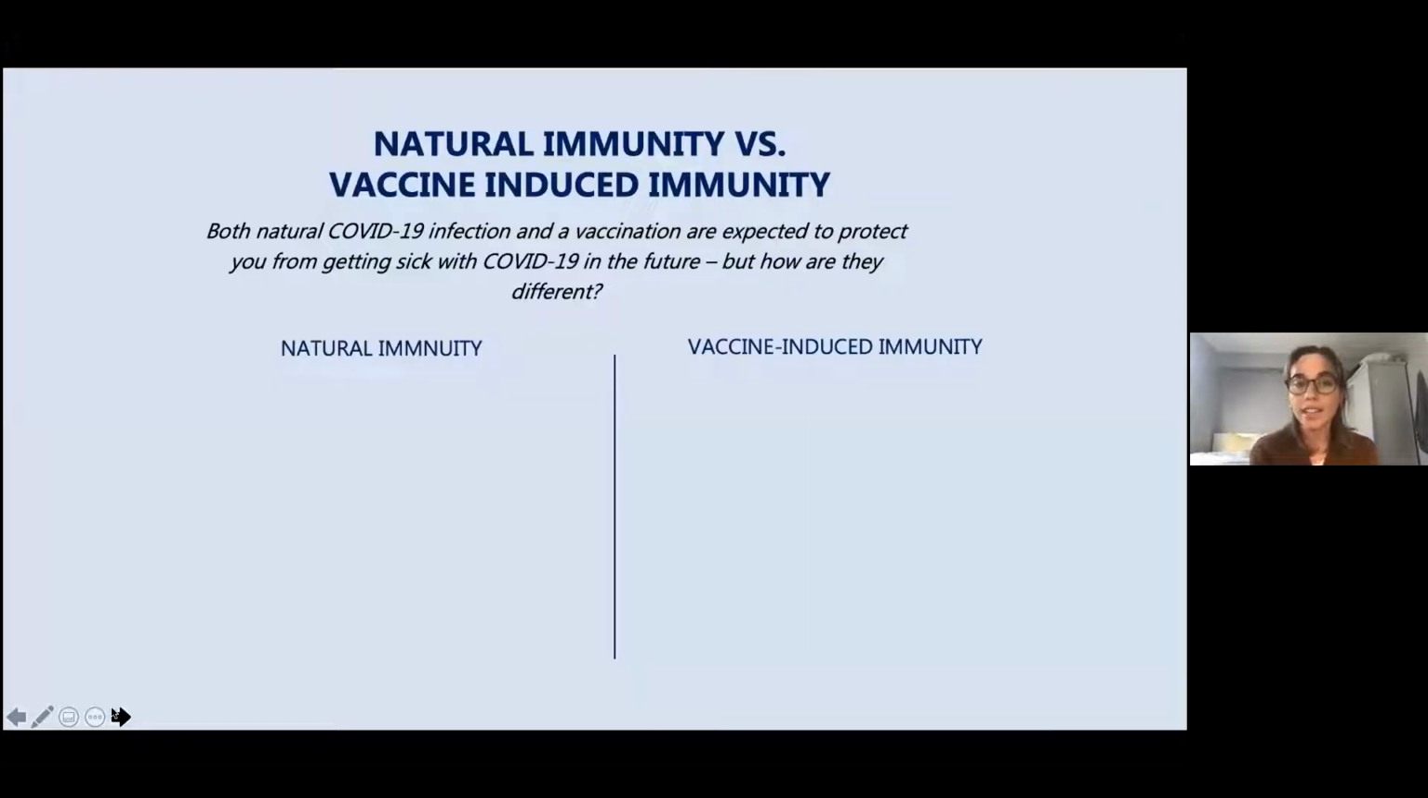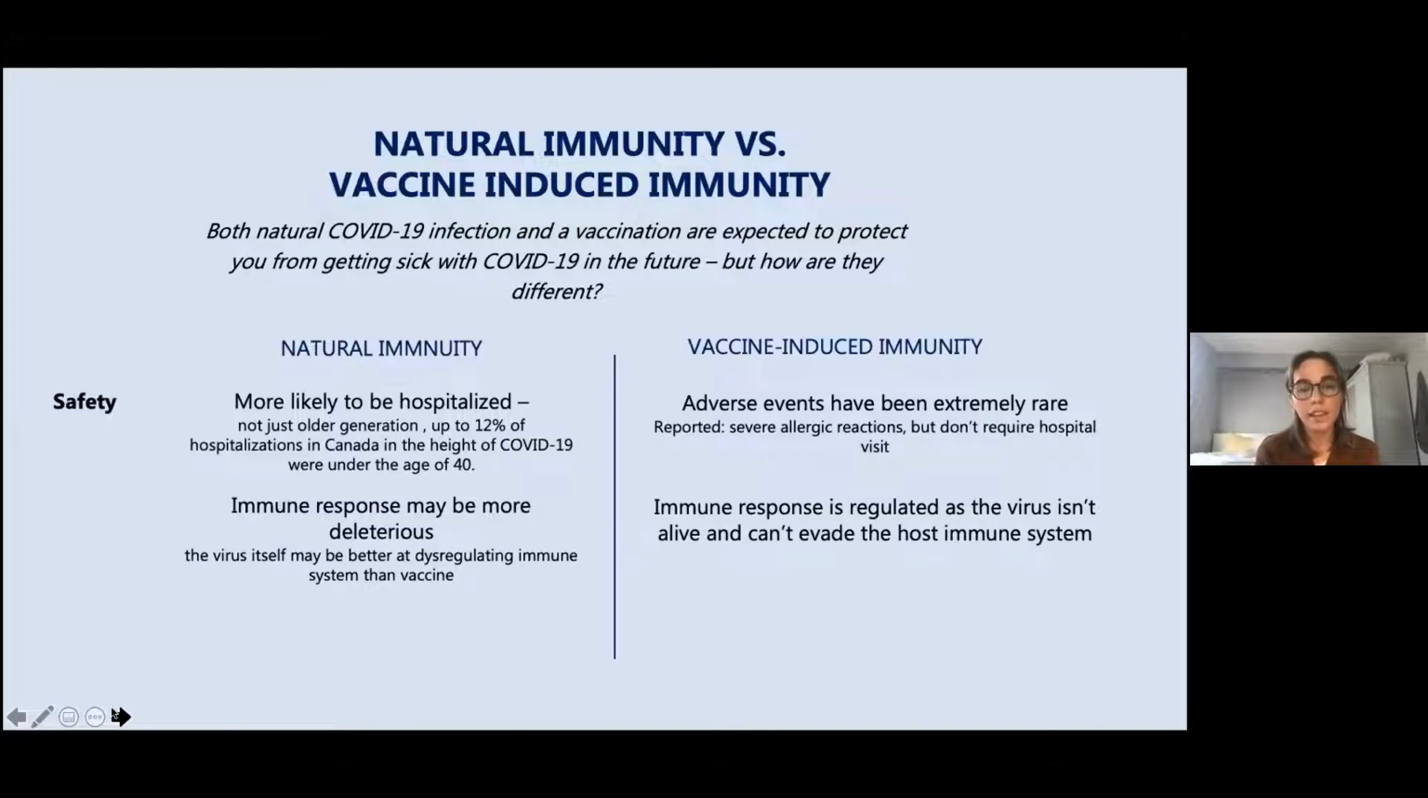Here I highlight the difference between natural immunity versus vaccine-induced immunity. A common question is, both natural COVID infection and a vaccination are expected to protect you from getting sick with COVID-19 in the future, but how are they different? So I've highlighted 2 major things.